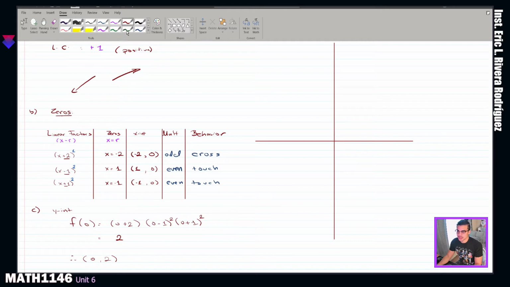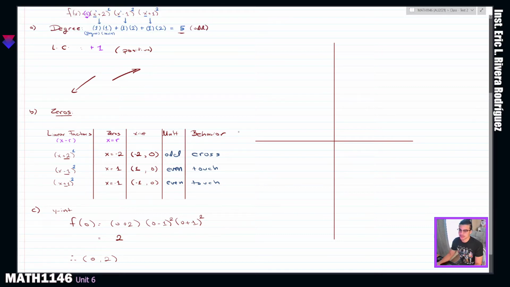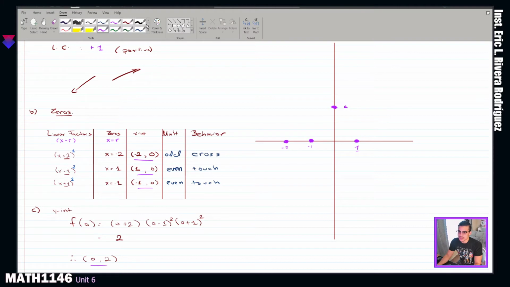So next thing that you will do is first plot the points. The points that we have are the x-intercepts and the y-intercept. So they're going to be around here. So here's our first x-intercept, then -1 is here. So second x-intercept, 1 around here. That is our third x-intercept. And then we have the y-intercept, which is around here. So those are the intercepts.